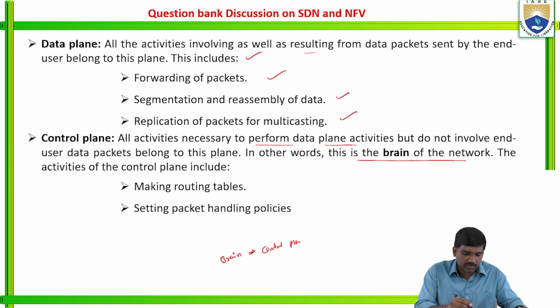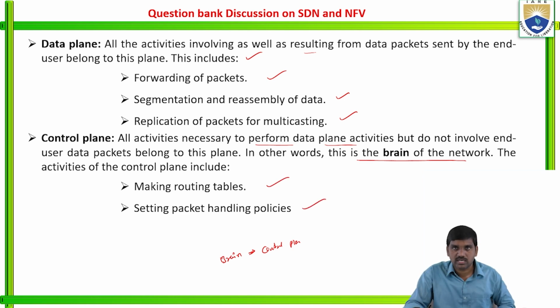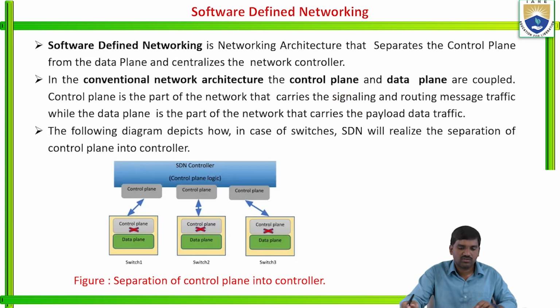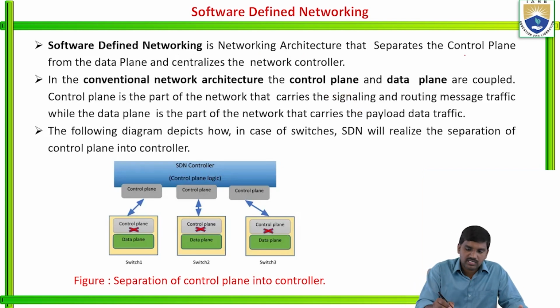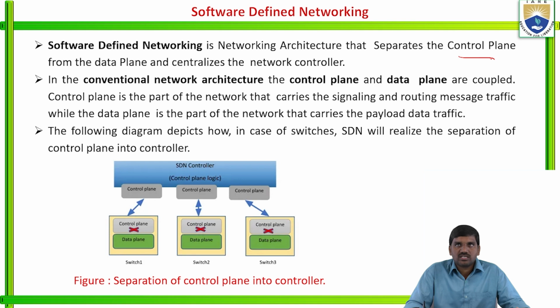So here the purpose of control plane is making routing table and setting packet handling policies. So this is about what is control plane and what is data plane. Software defined networking is an architecture that separates the control plane from the data plane and centralizes the network controller. In the conventional network architecture, the control plane and data plane are coupled.